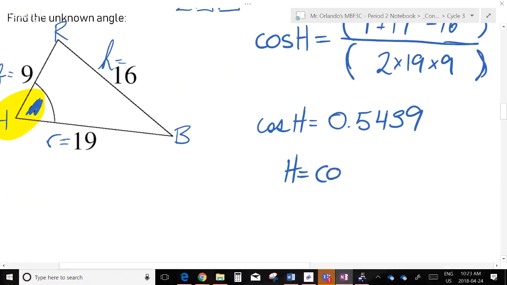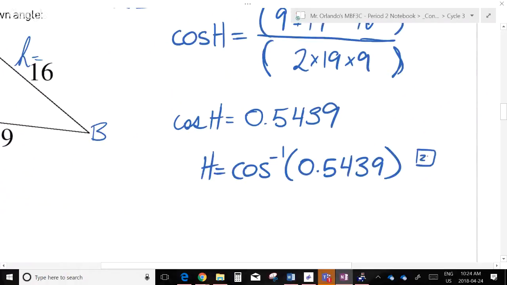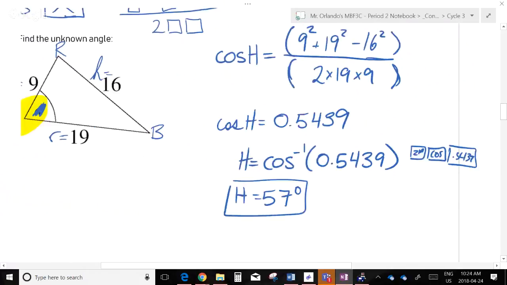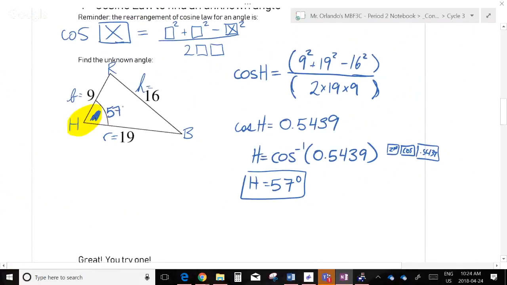Very good. And we call that the cosine inverse. But really, it's just looking this value up. If we had a chart in front of us, we'd look down to the table till we found 0.5439 under cos, and we go over and look at what angle that is. On your calculator, you're going to press second function, cosine, and then 0.5439. And when we do that, we get that h is what? 57? Fantastic. Good. And we could go put that in there, 57 degrees. Yeah, you bet.